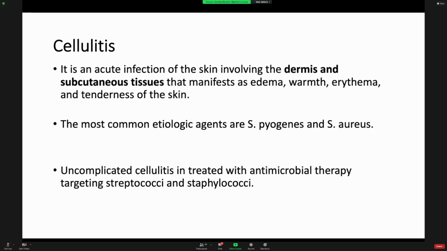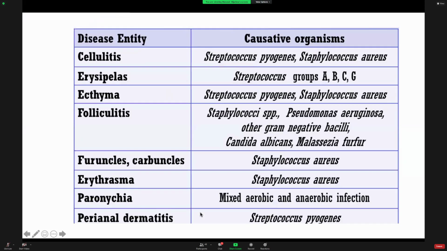Cellulitis, as we mentioned, involves the dermis and subcutaneous tissue. The most common causes are strep and staph, and usually we only give antibiotic targeting strep and staph. If there is complicated cellulitis with, let's say, abscesses, it requires surgical drainage. And we go like, this is not important. So for all skin and subcutaneous infections, remember Staph aureus and group A strep are the causative agents.